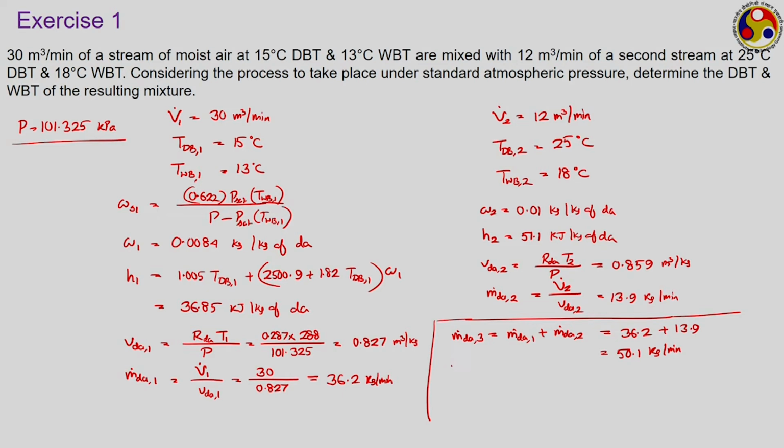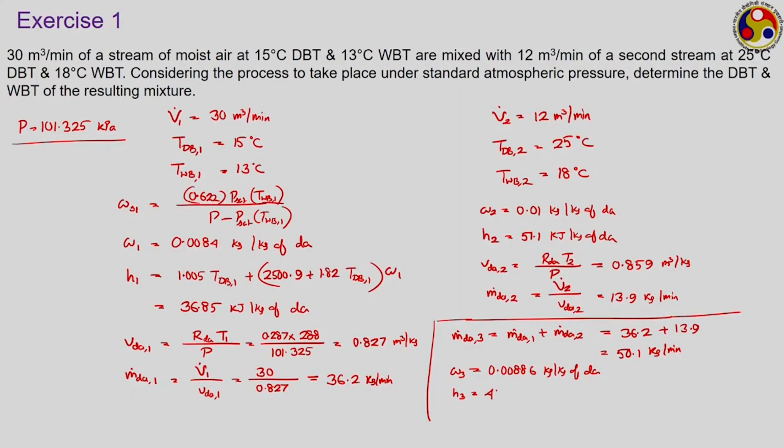Using this mass flow rate, we can get omega 3. We know that omega 3 will be equal to m dot dry air 1 into omega 1 plus m dot dry air 2 into omega 2 by m dot dry air 3, which is coming to be equal to 0.0086 kg per kg of dry air, and H3, again H3 will be equal to m dot dry air 1 H1 plus m dot dry air 2 H2 divided by m dot dry air 3, which is coming as 40.8.